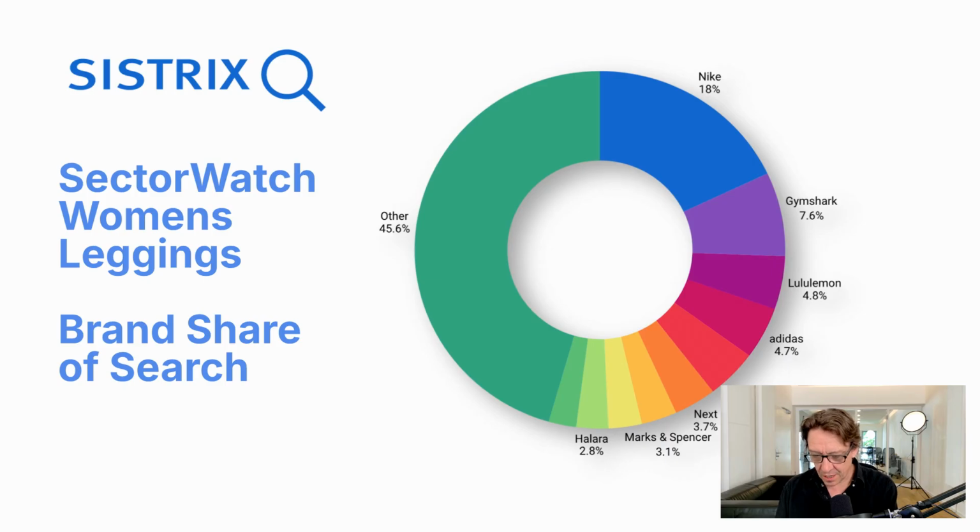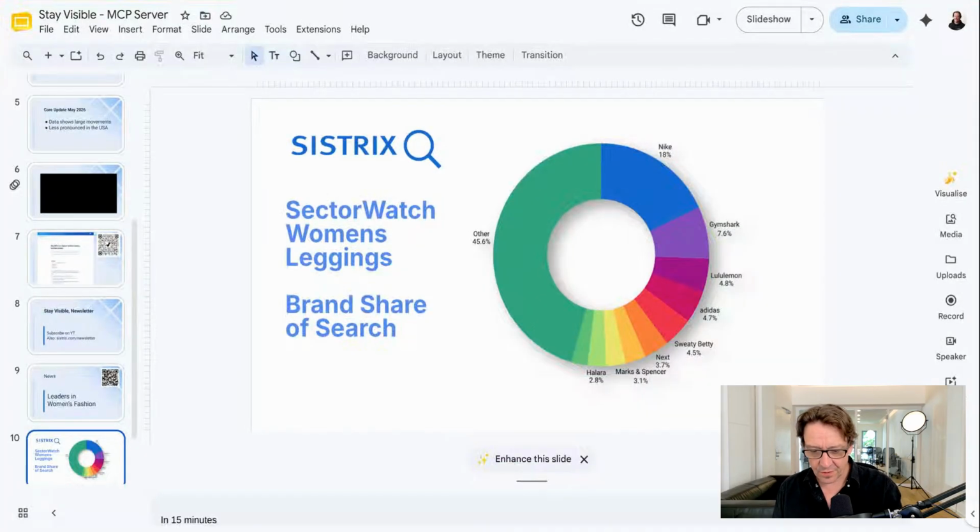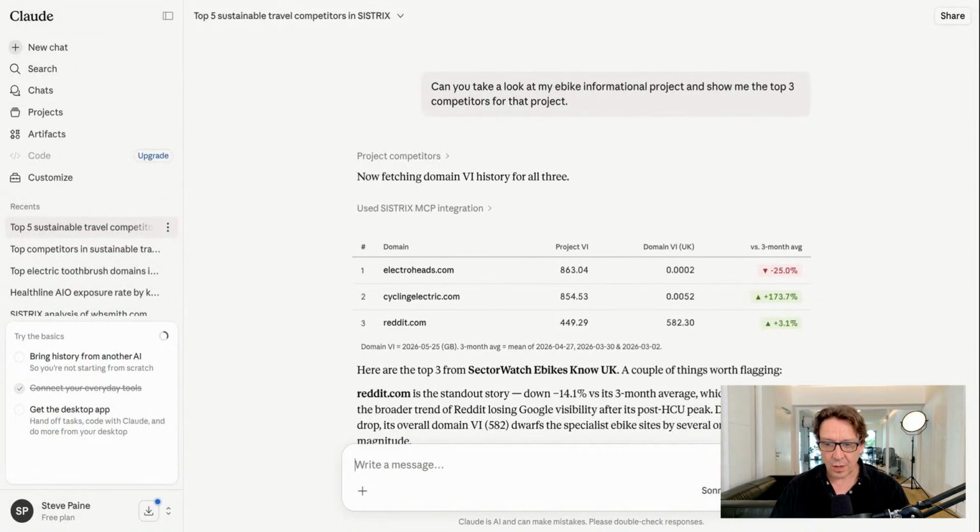Let us see if our friend Claude has finished its work. There we go. Those are the top 3 domains for e-bike informational searches in the UK, straight out of my project in SISTRIX. I'm glad that worked.